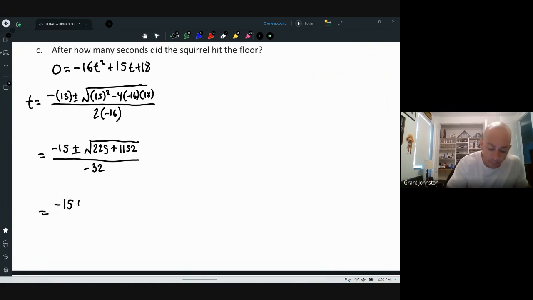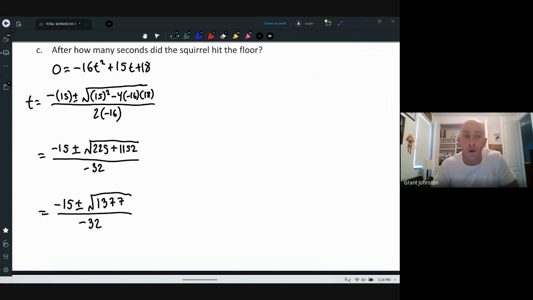All right, moving along here. 225 plus 1,152. Hopefully I don't make a mistake as I'm doing this. I advise you when you're doing these on your own to go a little slower than I am, because it's very prone to mistakes when you go quickly. Now, the square root of 1,377, that's not a perfect square. You can type it in, it's not a perfect square.